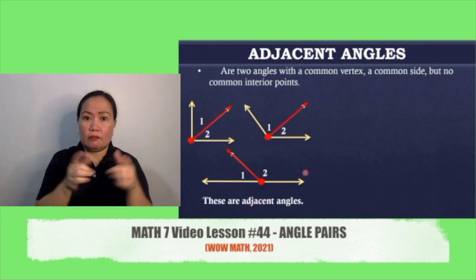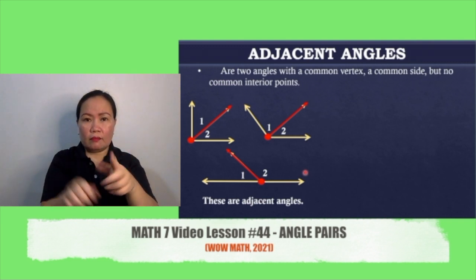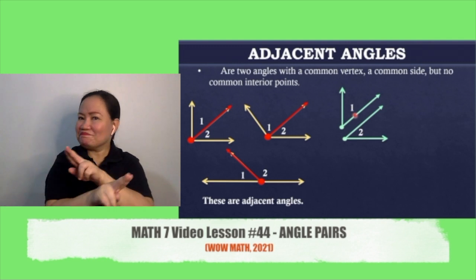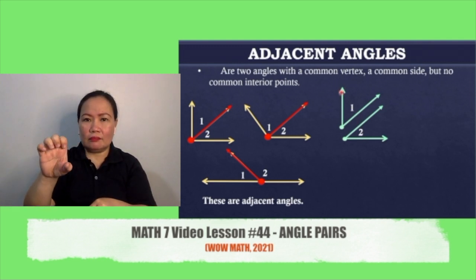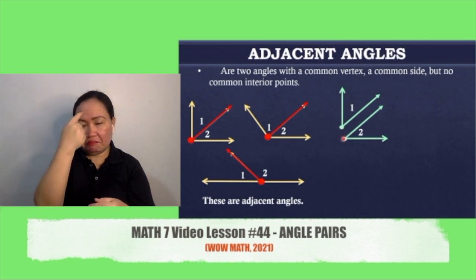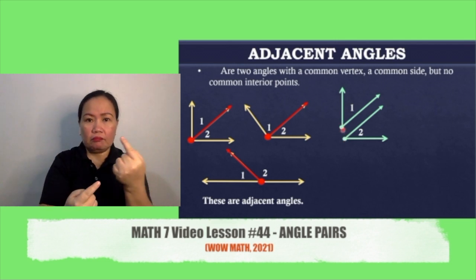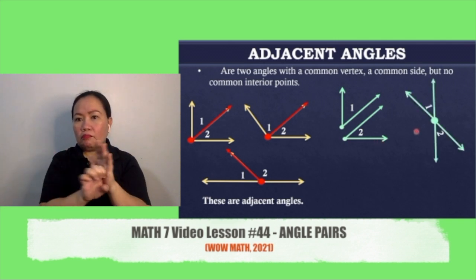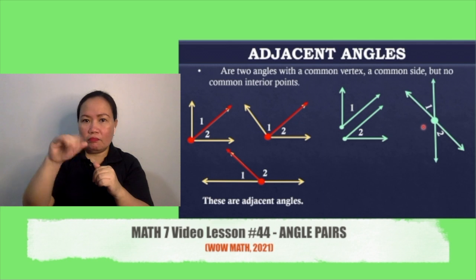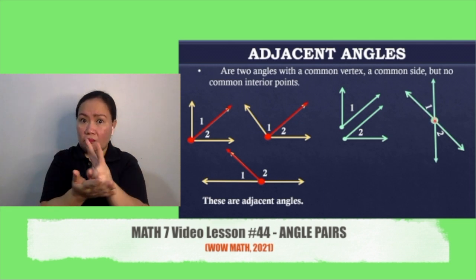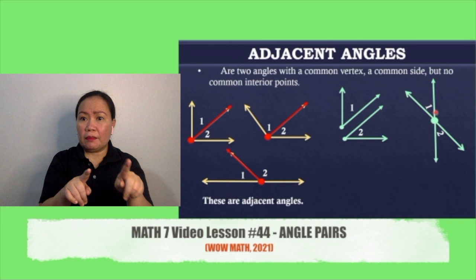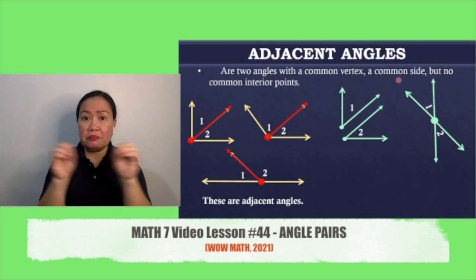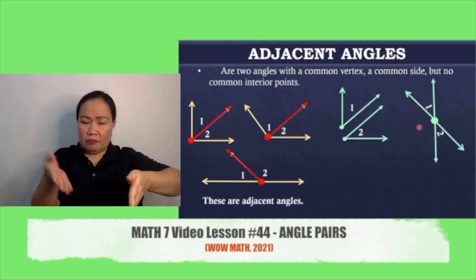Now, let me show you an example of two angles that are not adjacent. Okay, so this is an example of non-adjacent. This means, as you can see, each has its own endpoint. So, they have no common vertex. Okay? So, this is not adjacent angles. Another example. So, this one is not an adjacent angle. Why? Because they have a common vertex, yes. But this is the side of angle 1, and this is the side of angle 2. So, they have no common side. Okay? So, this is not adjacent angles.